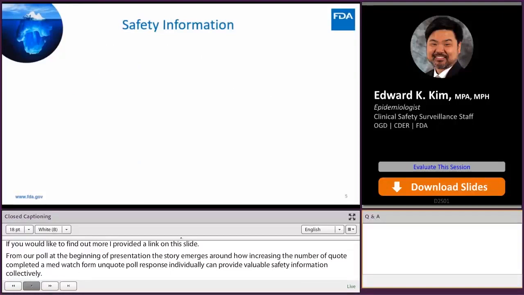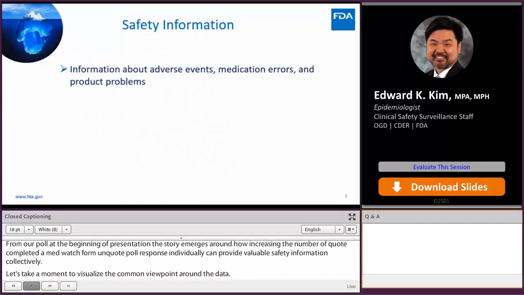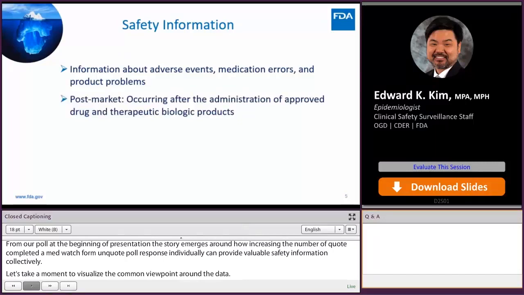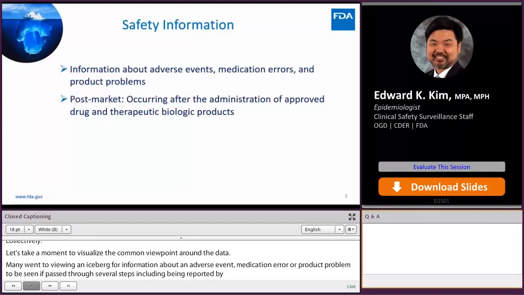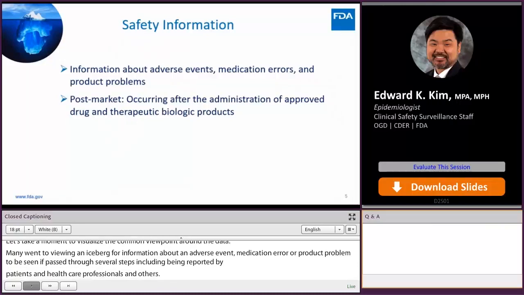For information about an adverse event, medication error, or product problem to be seen, it must pass through several steps, including being reported by patients, healthcare professionals, and others. And arguably, if one step, for example, occurring after the administration of an approved product from population prevalence to report and beyond, does not occur, the greater the likelihood the safety information remains below the surface.